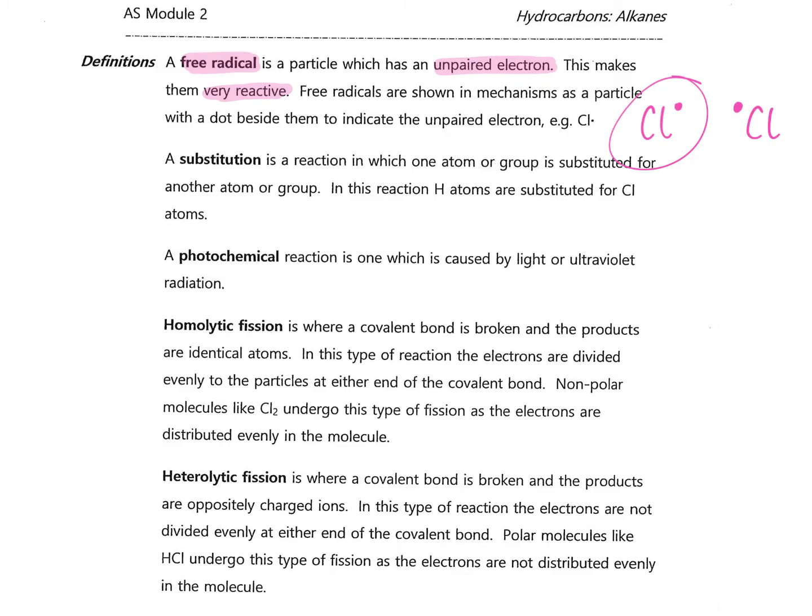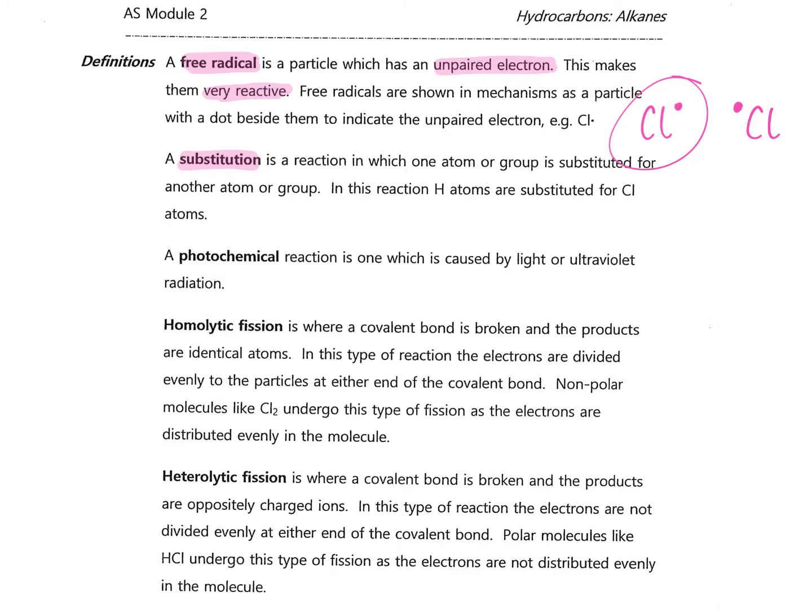Substitution is another term we'll meet. This is the type of reaction. It's a substitution reaction. And that essentially is where one atom or a group in a molecule is substituted for another. And as we saw on the previous slide, in this reaction, hydrogen atoms are substituted for chlorine atoms, or indeed bromine atoms. That can be studied as well.